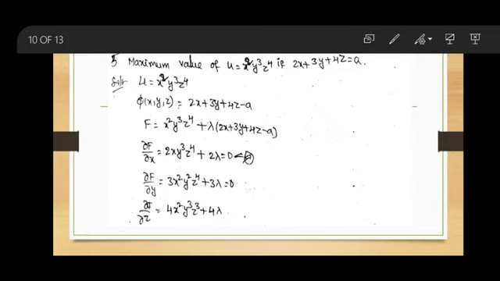Now we write capital F. Capital F is equal to u plus lambda phi. So that means capital F is equal to x square y cube z power 4 plus lambda into 2x plus 3y plus 4z minus a. First we have to calculate the partial derivatives with respect to x and y and z. So first we calculate dou F by dou x, dou F by dou y, dou F by dou z, and also we equate them to 0 after that.